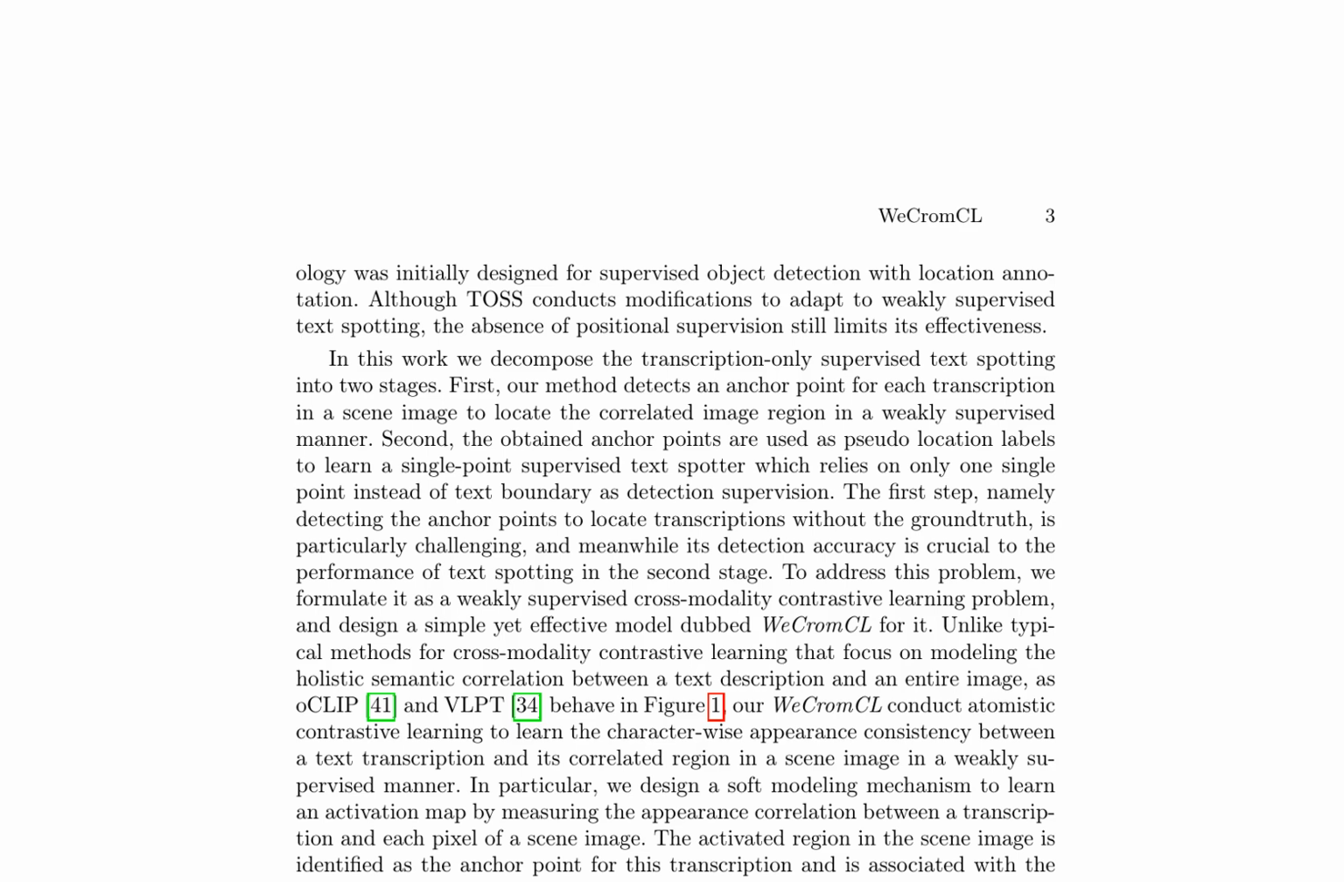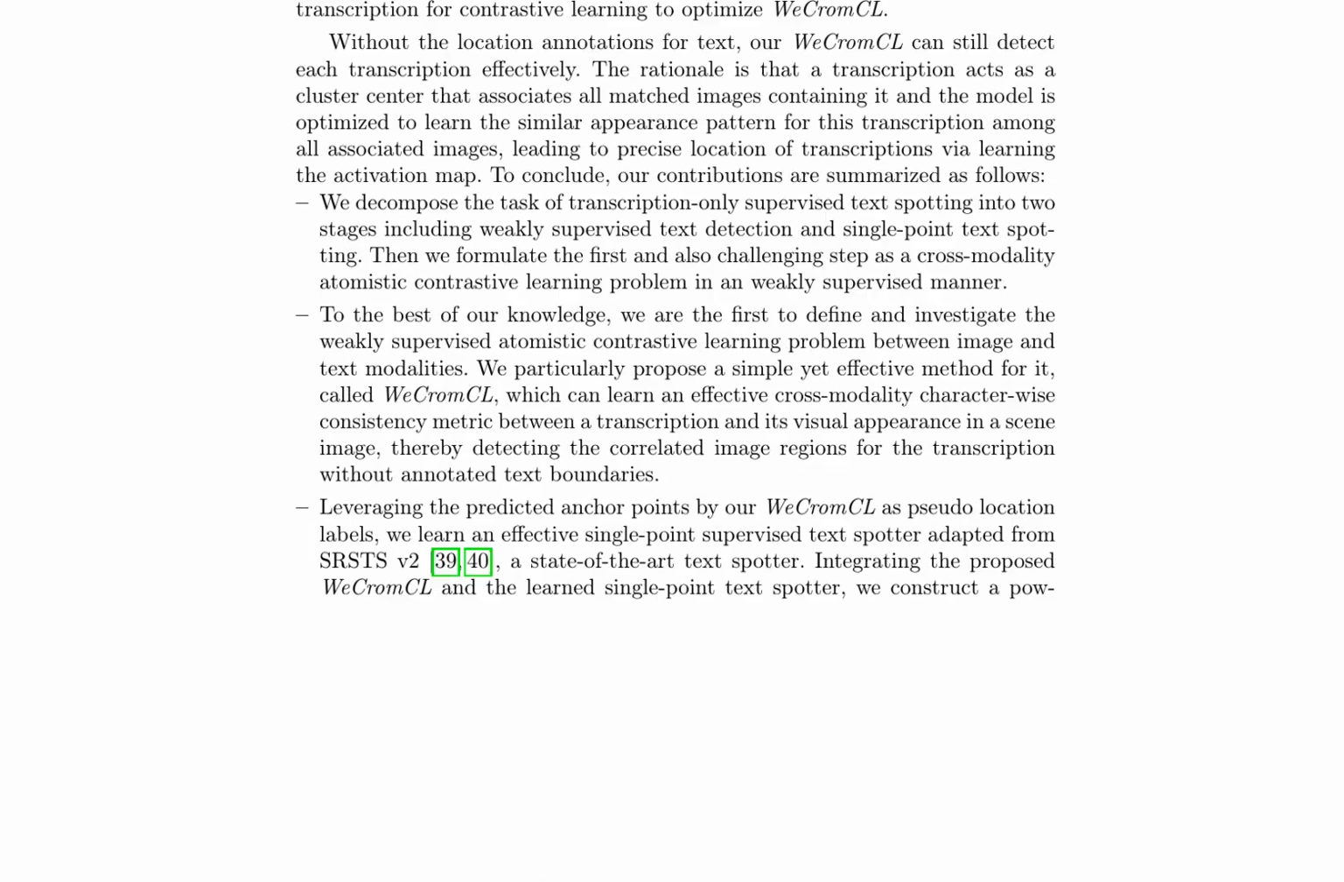WeCromCL is designed to learn an effective cross-modality character-wise consistency metric between a transcription and its visual appearance in a scene image, thereby detecting correlated image regions for the transcription without annotated text boundaries. The rationale behind this approach is that a transcription acts as a cluster center, associating all matched images containing it, and the model is optimized to learn similar appearance patterns for this transcription among all associated images.